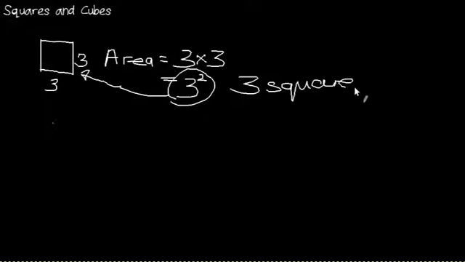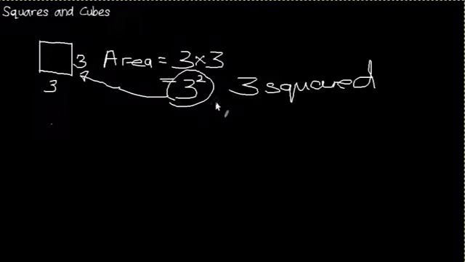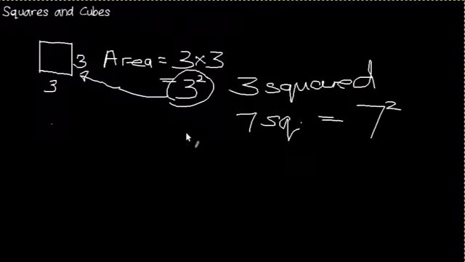And what we mean by squared is just to multiply that number by itself 2 times, 3 times 3. So if I were to say 7 squared, I would just be talking about 7 raised to the second power, or 7 with an index of 2.